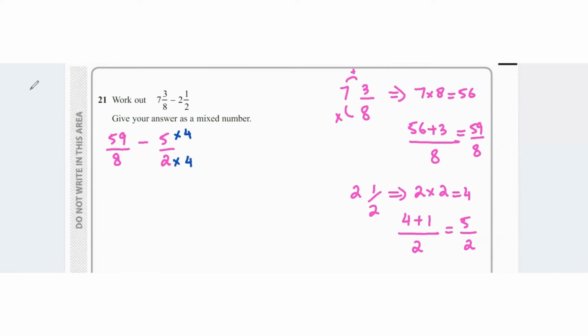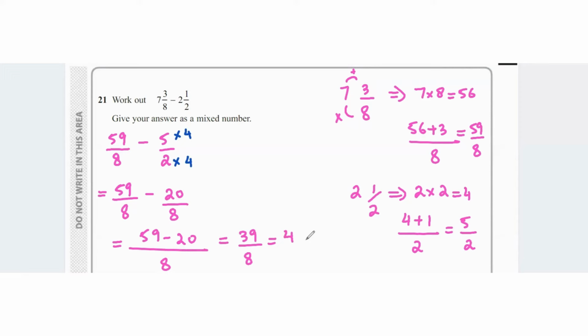Why? Because 2 times 4 is 8. And since I'm introducing a new term in the denominator, which is times 4, I have to do the same in the numerator as well. So 59 over 8 minus 20 over 8. Now, since the denominators are the same, we can combine it as a single fraction and subtract the numerators, which is going to give us 39 over 8, which can be rewritten as a mixed number, and that is going to be 4 whole number 7 over 8. That is your answer as a mixed number. As an improper fraction it is 39 over 8.